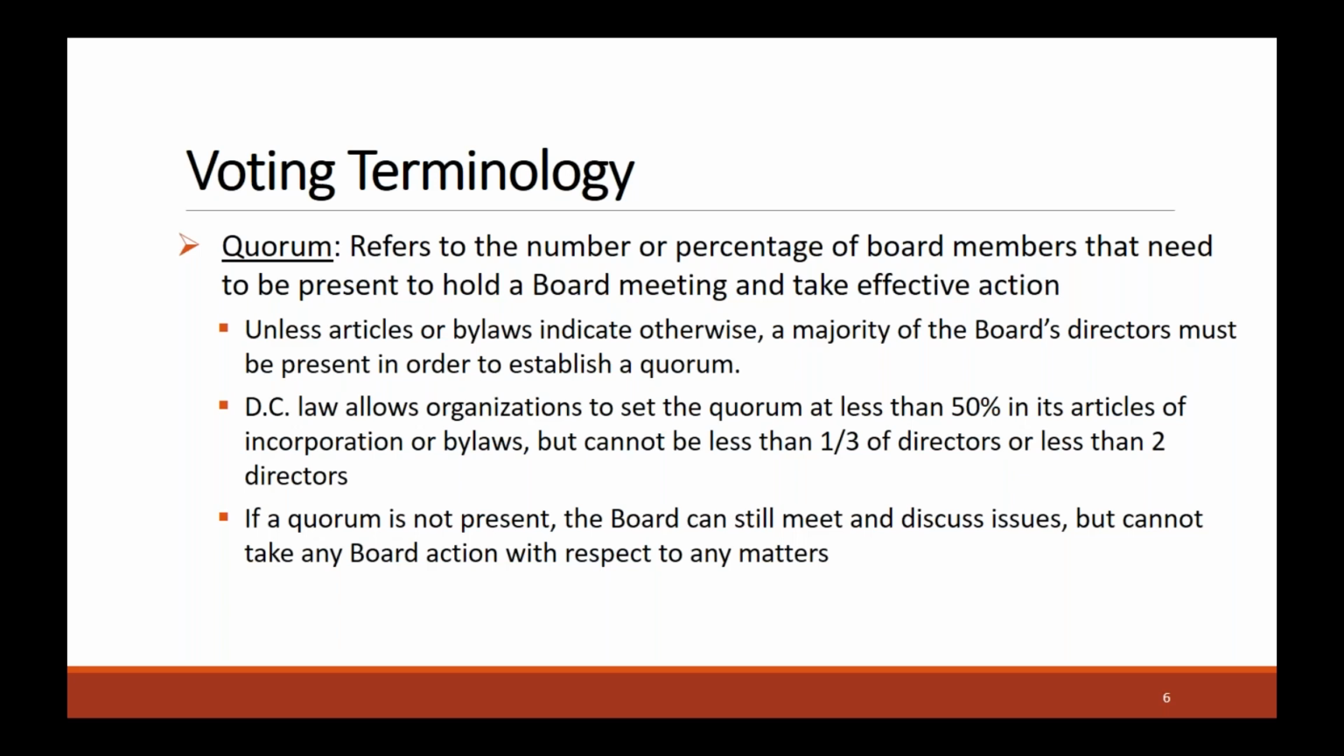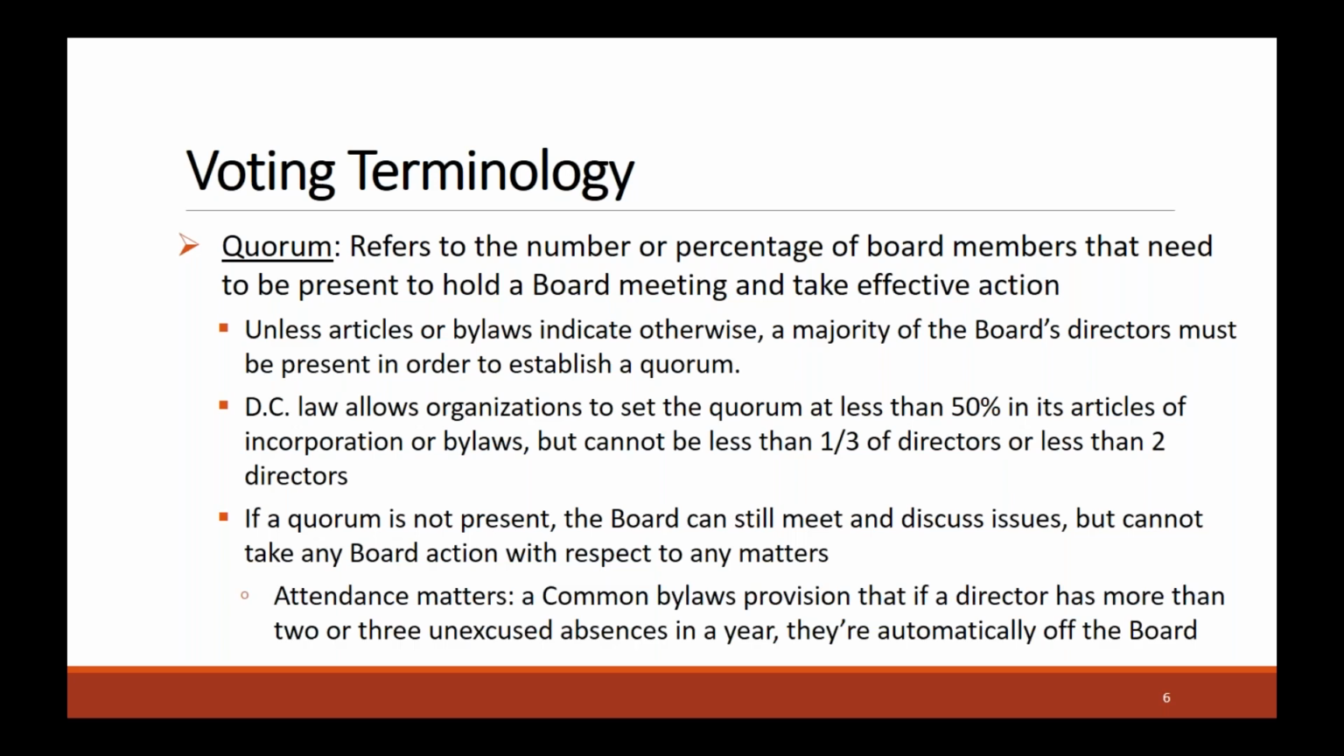If a quorum is not present, the board can still meet and can still discuss issues, but they cannot take any board action with respect to any matters. So you can still discuss, you can receive information, have conversations, but you can't take binding votes at a meeting without a quorum.